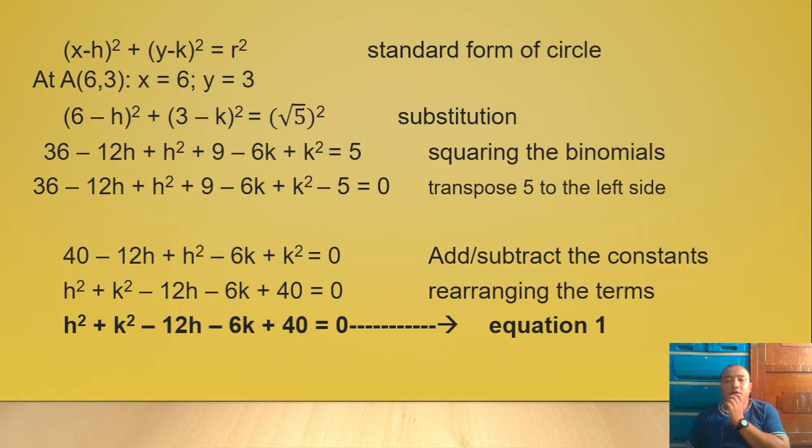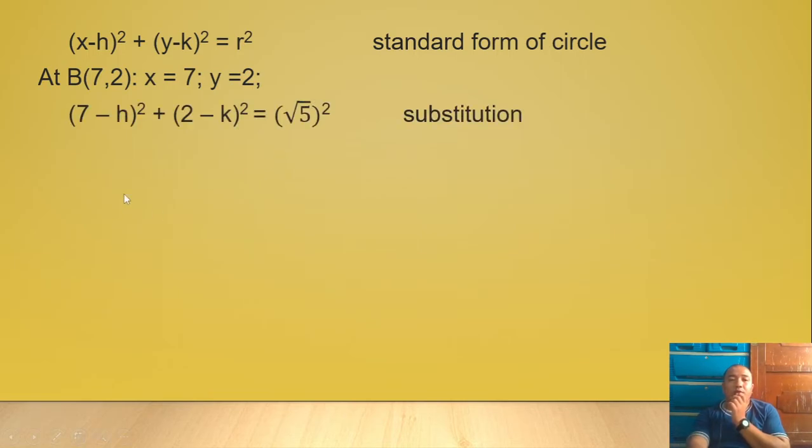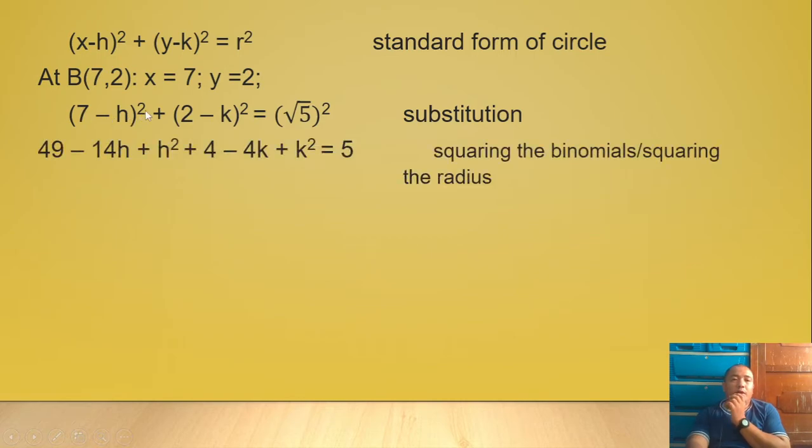Okay. Next step, let's solve for equation 2 using the point B, 7, 2. That means x equals 7, y equals 2. So we have (7 - h) squared plus (2 - k) squared equals square root of 5 squared. That is the radius. Then square the binomials. For 7 minus h squared, 49 minus 14h plus h squared, plus for 2 minus k, 4 minus 4k plus k squared. Square root of 5 squared is 5.